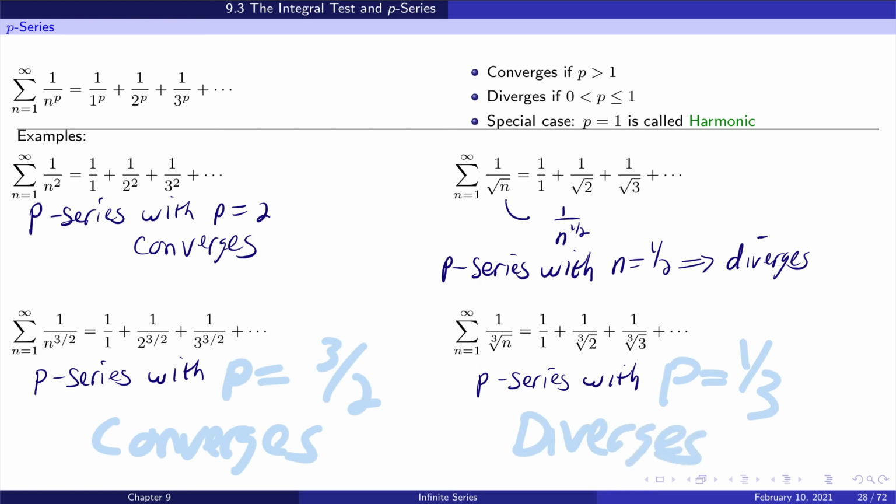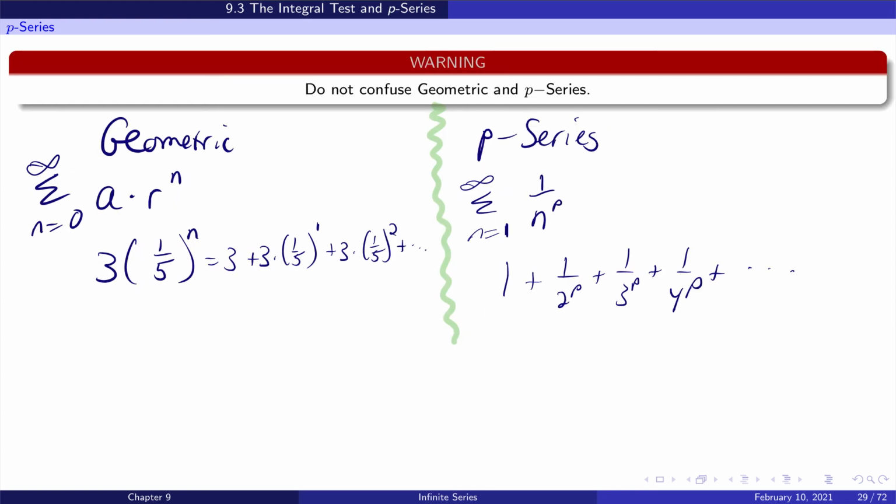So again, to summarize what we just saw, a p-series is when your index is in the denominator. So the index is going to be increasing: 1 over 1, 1 over 2, 1 over 3, 1 over 4, and your exponent stays the same. Sometimes this gets confused with geometric. In geometric, your index is in the exponent, so the exponent is going to keep increasing: n equals 0, n equals 1, n equals 2, etc. So try and keep those separate in your head. Different rules for those two situations.